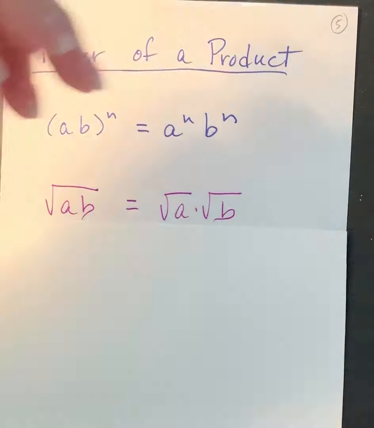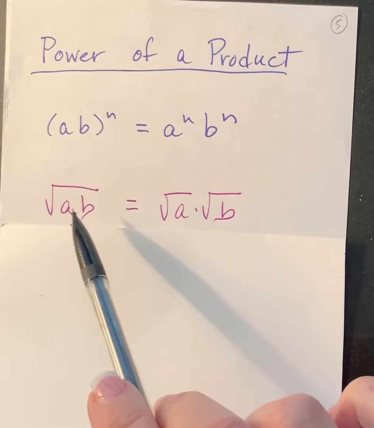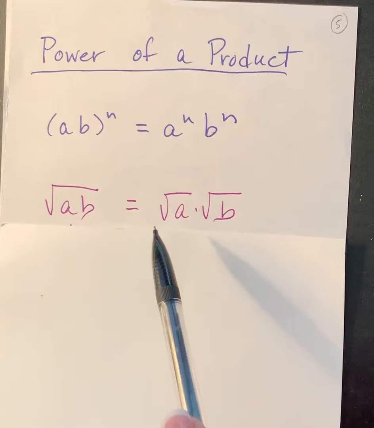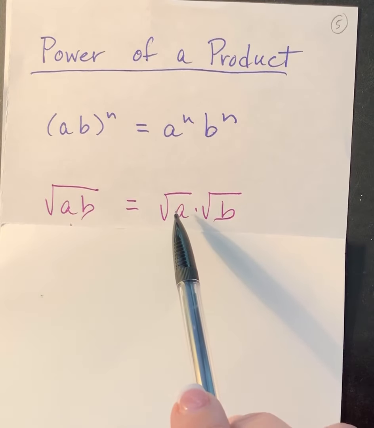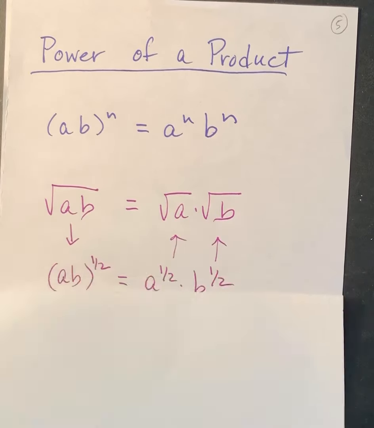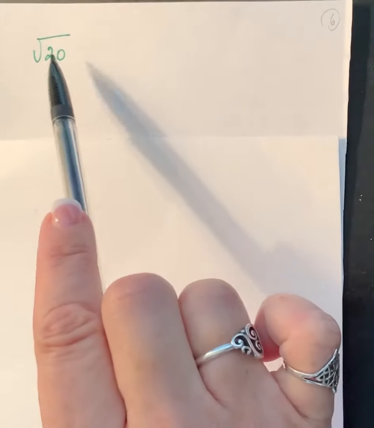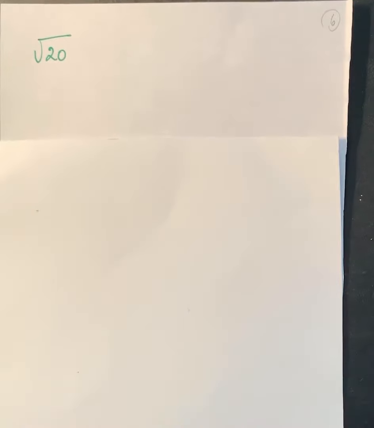Right? But this is the property that we will use. So if you have the square root of a product, you can break it apart into the product of separate square roots. So let's finally use that now on the square root of 20. Okay, so we're going to want to write 20 as a product, and we want to write it as a prime factorization, right?